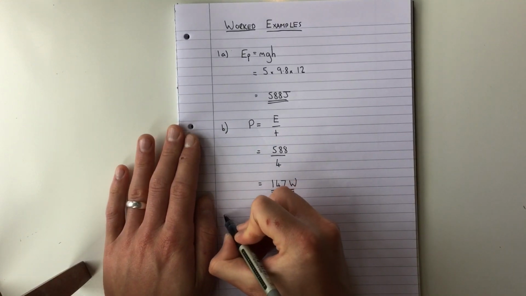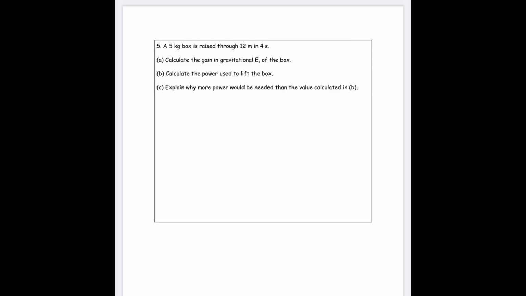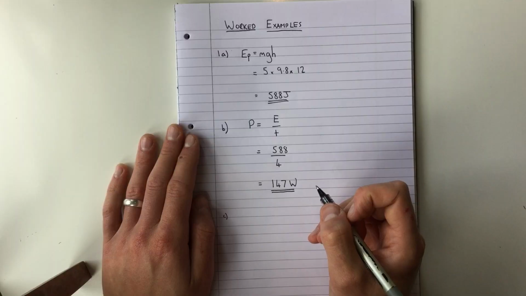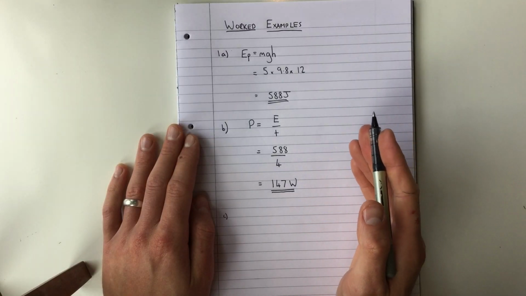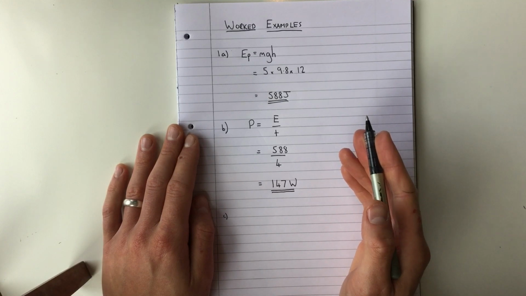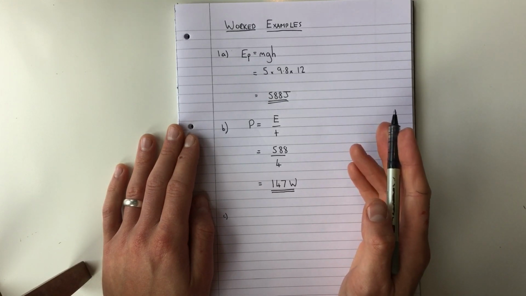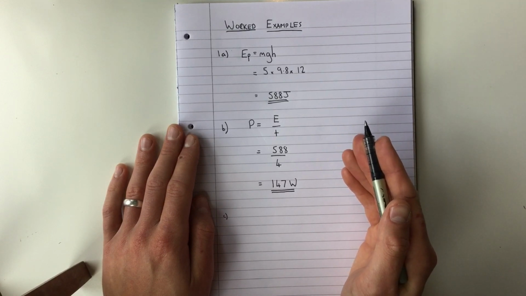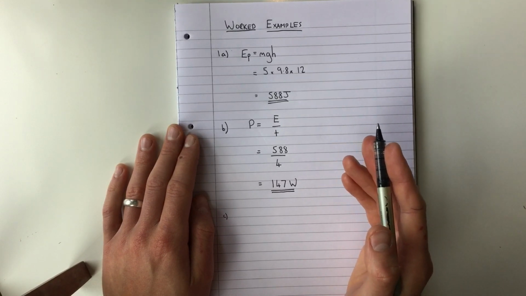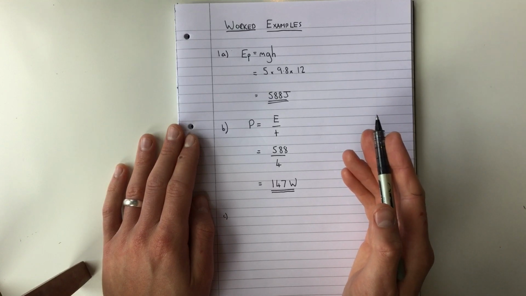Now, the last bit in this question says explain why more power would be needed than the value calculated in B. Well, because we don't live in an ideal world, energy is going to be lost to its surroundings in some way, shape, or form. So therefore, we're going to need to actually put more power in to overcome these forces, like friction, for example.